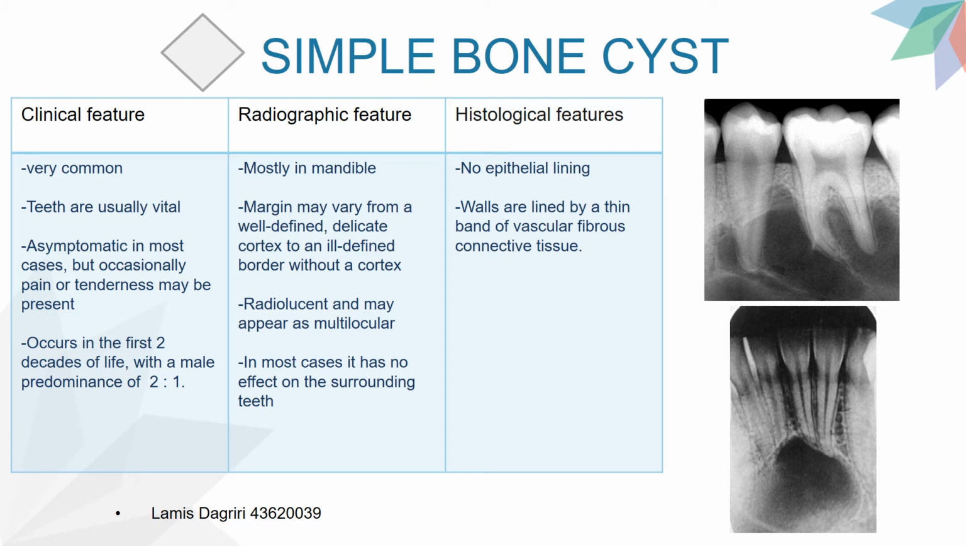Our second differential diagnosis is simple bone cyst, which is also called traumatic or hemorrhagic bone cyst. It's not a true cyst due to the lack of epithelial lining. It's very common. The teeth are usually vital. It's asymptomatic in most cases, but occasionally pain or tenderness may be present. It occurs in the first 2 decades of life with a male predominance of 2 to 1. It occurs mostly in the mandible.